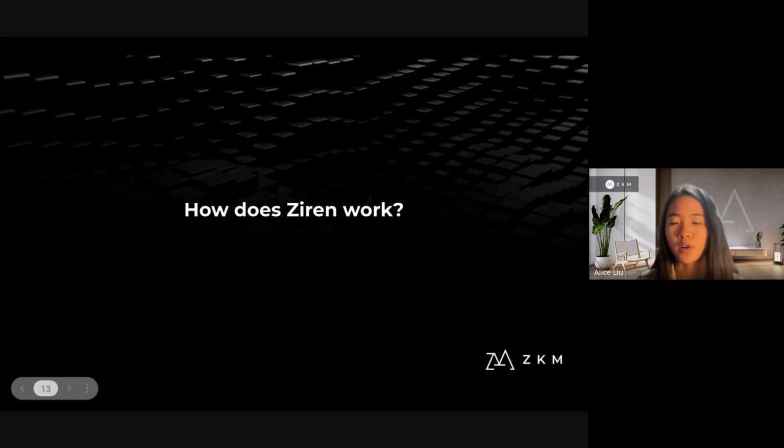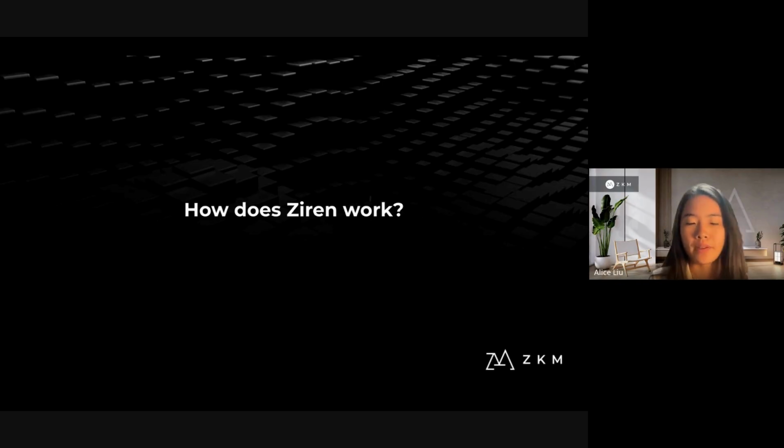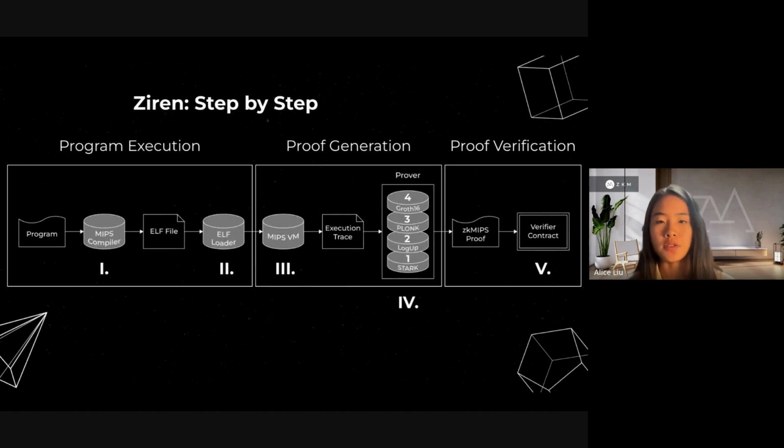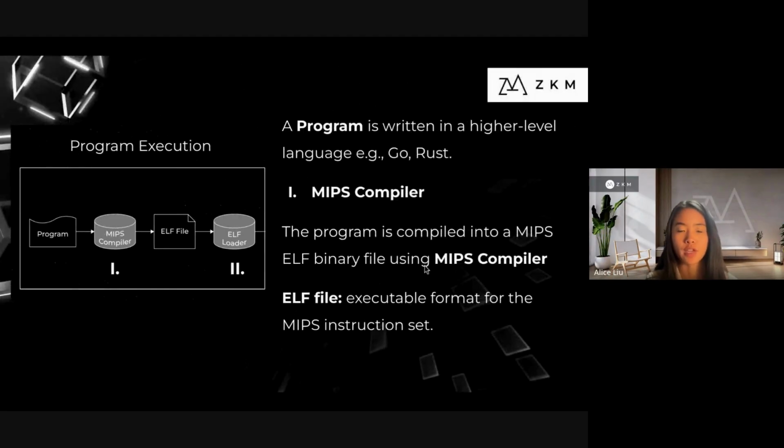Now, how does Ziren work? We'll go through this very quickly, but for any of you who are interested in how the program execution and proof generation process works, this is the high-level process, step by step. You can divide it into 3 different parts. The first part is the program execution. The second part is proof generation, and the third part is proof verification.